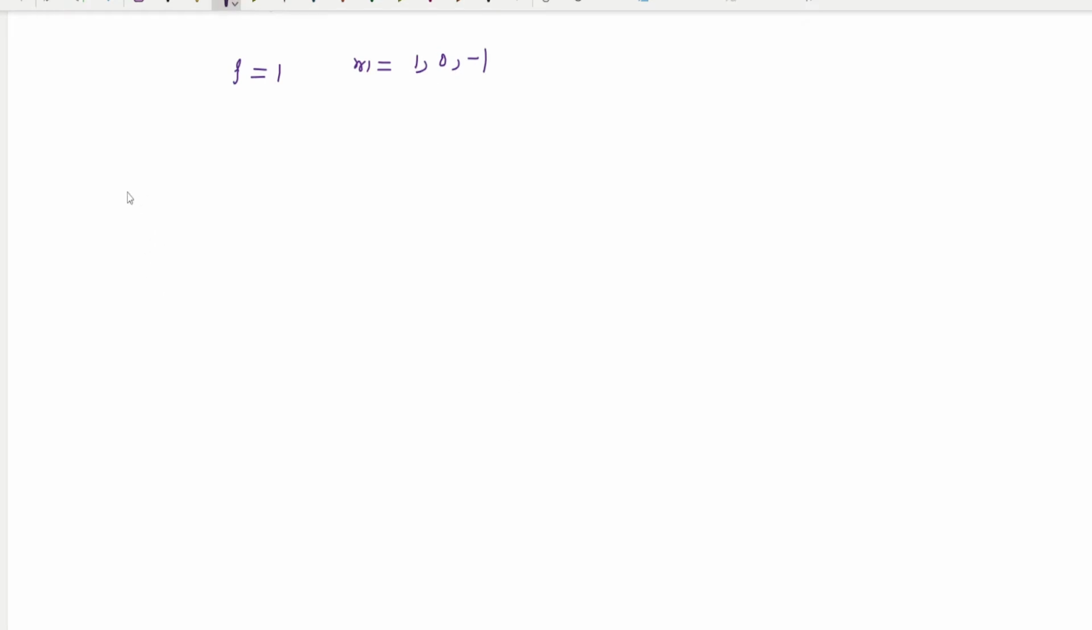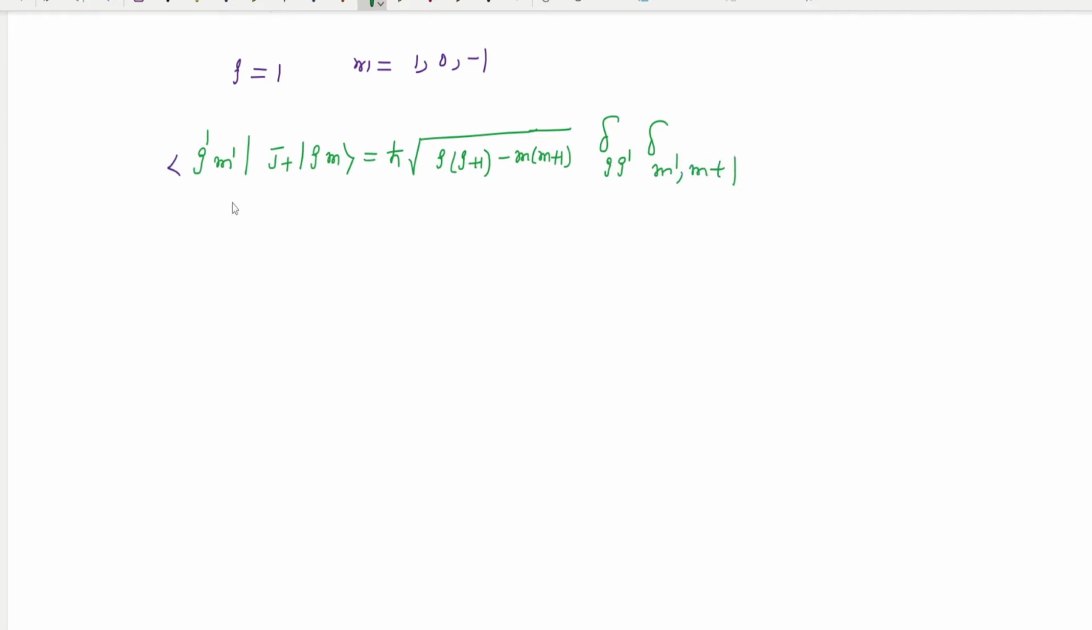First, it is better to write that equation again. What we wrote: J plus acting on j, m equals h cross root of j into j plus 1 minus m into m plus 1. So here the canonical delta function is delta j prime j, m prime comma m plus 1. Then here I'm making this in matrix form.